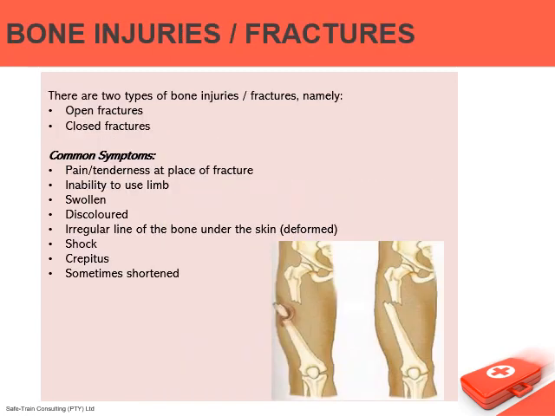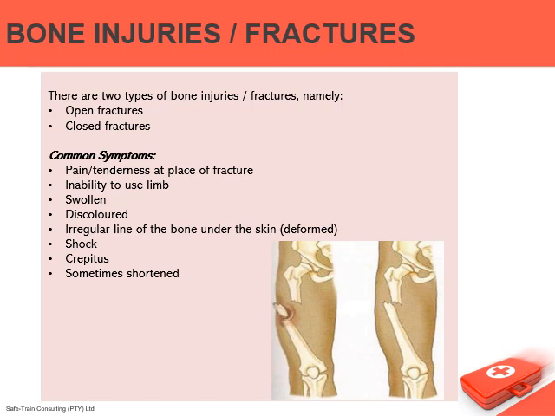Bone injuries or fractures. Fractures are classified as open and closed fractures. A fracture is when there is movement of the bone where there should be no movement. There are two types of bone injuries or fractures, namely open fractures, where the broken bone tears through the skin, causing an open wound, and closed fractures, where the skin is not broken.